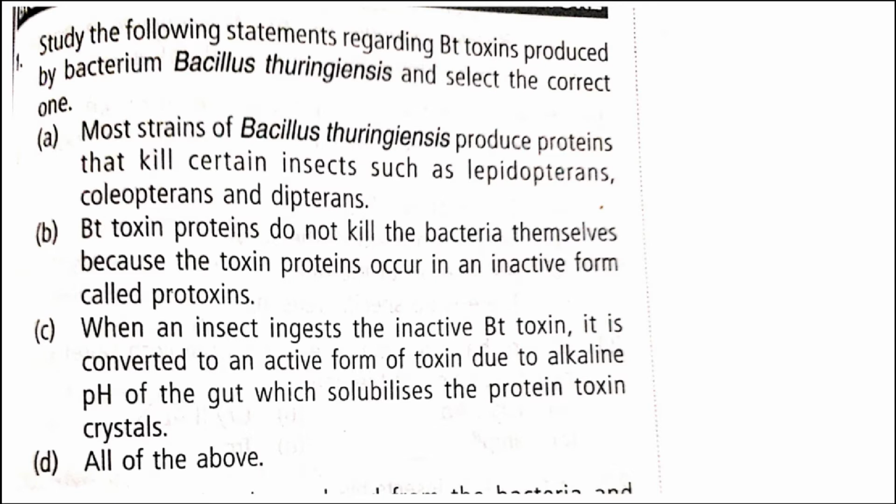The activated toxin binds to the surface of the midgut epithelium cells and creates pores which cause cell swelling and lysis and finally cause death of the insect. Therefore, the option will be D.